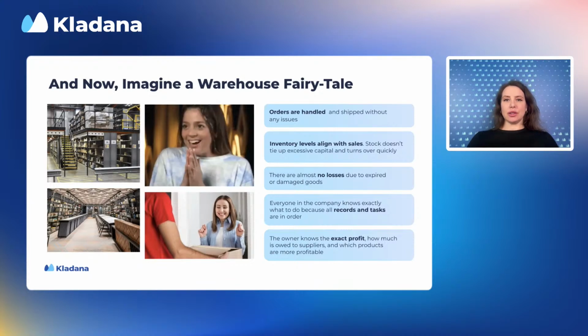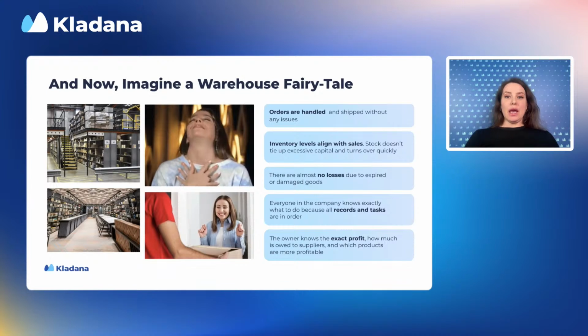And now please imagine situation number 2. Orders are processed and shipped without any issues because the employee can see which products are available, and inventory levels match sales demand. There is no overstock, there is no shortage, and stock does not tie up excessive capital. Products turn over rather quickly.